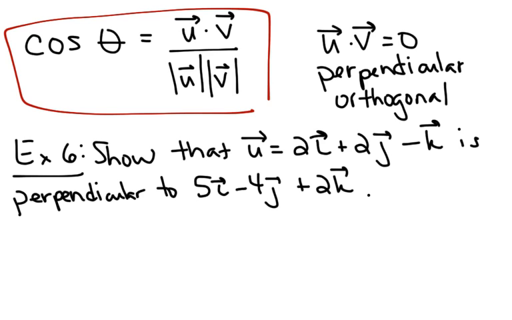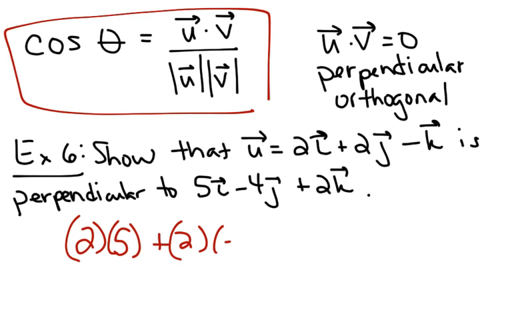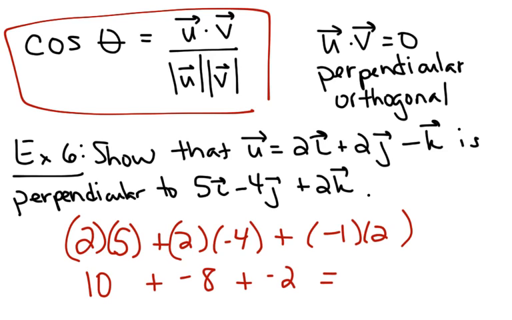We also found out that if the dot product of two vectors was 0, then the two vectors had to be perpendicular or orthogonal. So in example 6, I want to show that vector u is orthogonal to the second vector 5i minus 4j plus 2k. So when I do their dot product, it better equal 0. So I'm going to do 2 times 5 plus 2 times negative 4 plus negative 1 times 2. So 10 plus negative 8 plus negative 2 is 0. Therefore, the two vectors must be orthogonal.